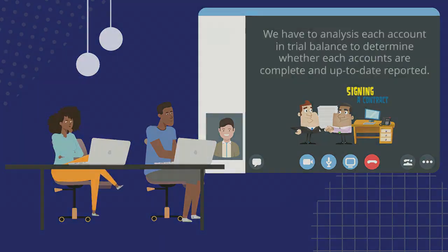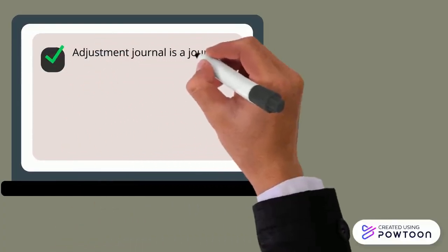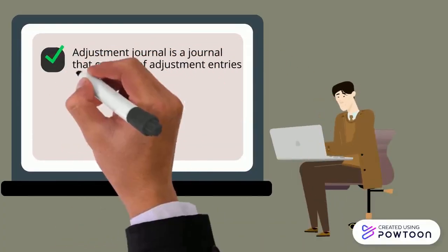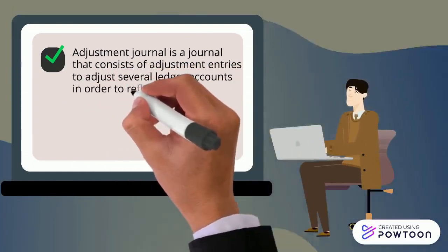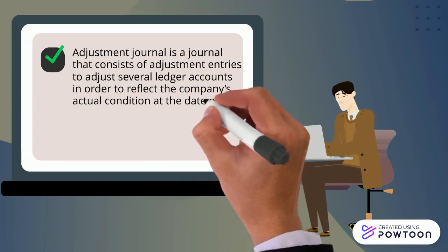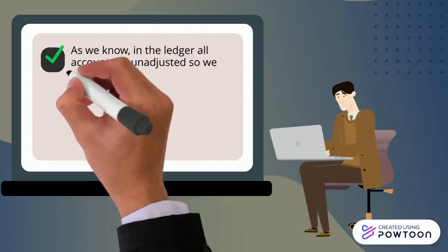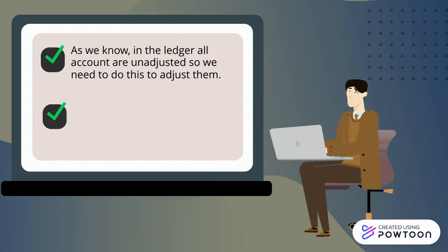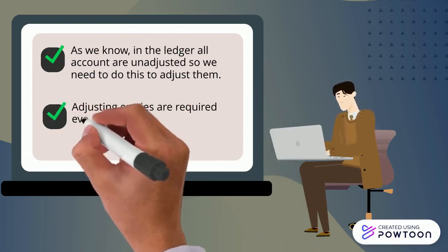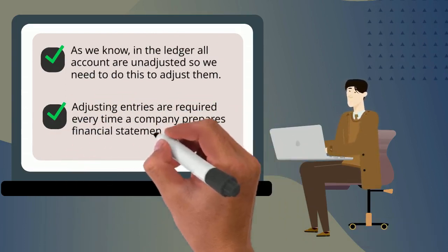Let's move on to its definition. Adjustment journal is a journal that consists of adjustment entries to adjust several ledger accounts in order to reflect the company's actual conditions at the date of reporting. As we know, in the ledger, all accounts are unadjusted, so we need to do this to adjust them. Adjusting entries are required every time a company prepares financial statements.